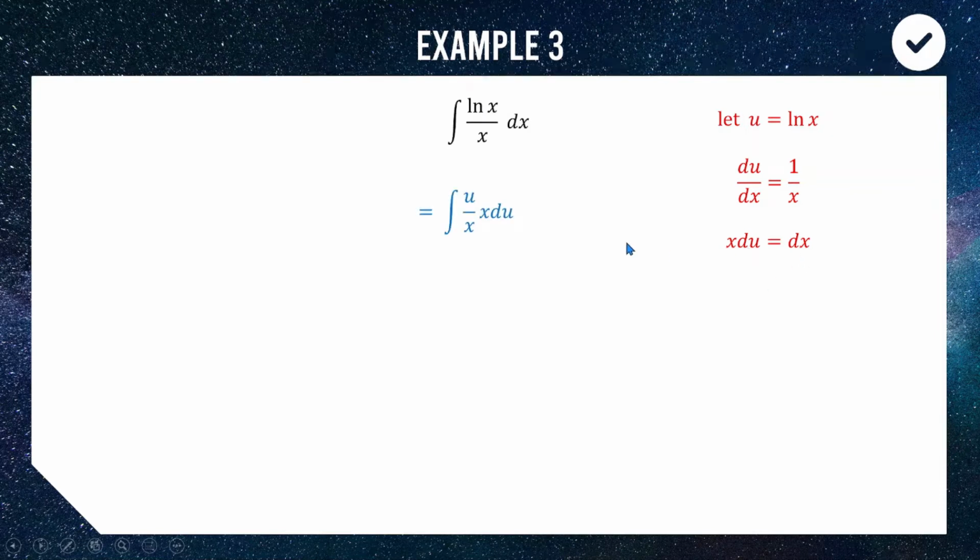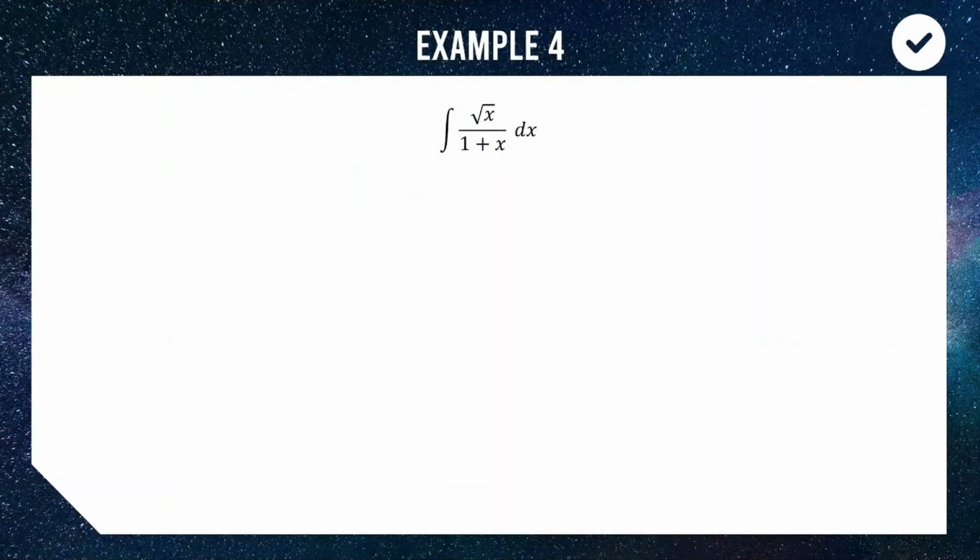And again, this was a nice one because all the x's cancel out nicely, leaving us with u du, which is, as far as integrals go, a pretty easy one. So we're going to increase the power by 1, so we're going to have u squared divided by 2 plus c. Now we just back substitute in our u equal to log x. So we have half log x squared plus c, and there is your answer. Okay, beautiful. Let's move on to the next one.